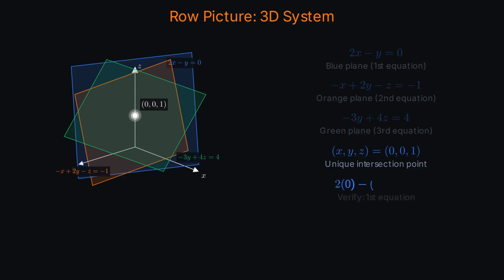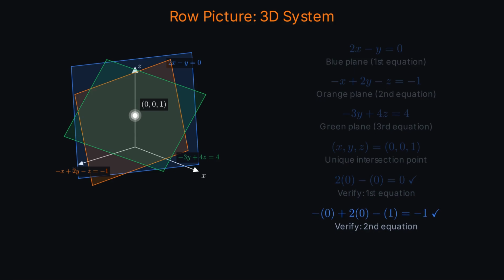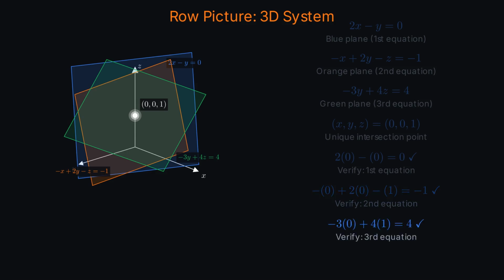Let's verify this solution. Plugging into the first equation, 2 times 0 minus 0 equals 0, check. Plugging into the second equation, negative 0 plus 2 times 0 minus 1 equals negative 1, check. And plugging into the third equation, negative 3 times 0 plus 4 times 1 equals 4, check.